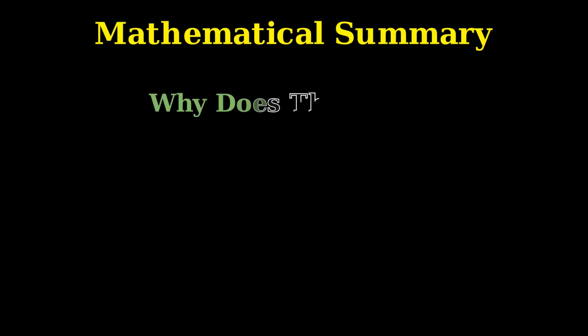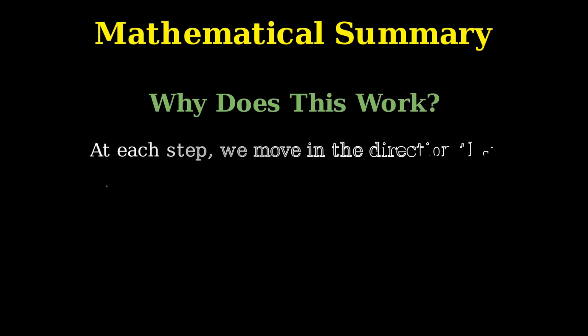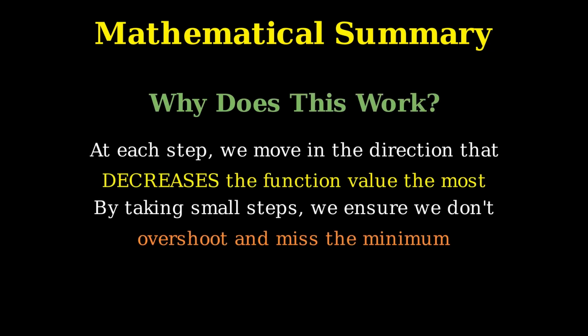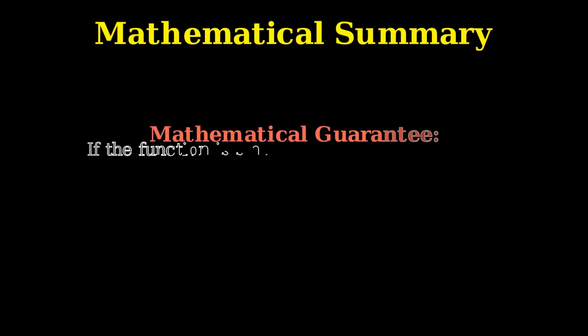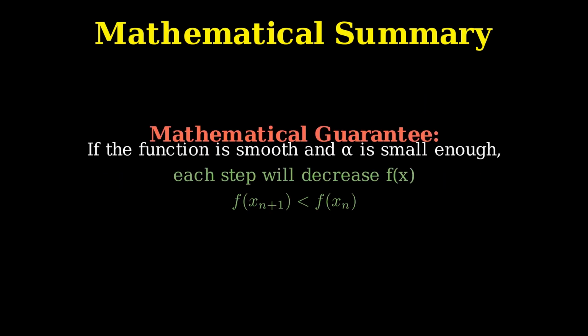At each step, we move in the direction that decreases the function value the most. By taking small steps, we ensure we don't overshoot and miss the minimum. Here's the mathematical guarantee. If the function is smooth and alpha is small enough, each step will decrease f(x). We have f(x_next) is less than f(x_current). And there you have it.